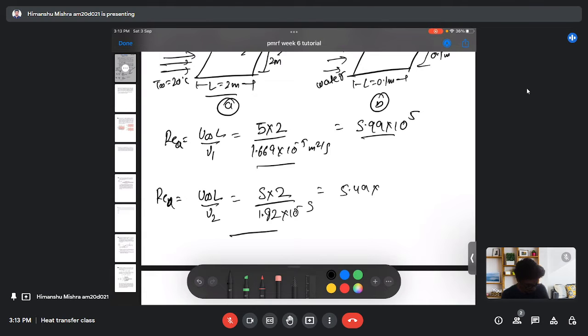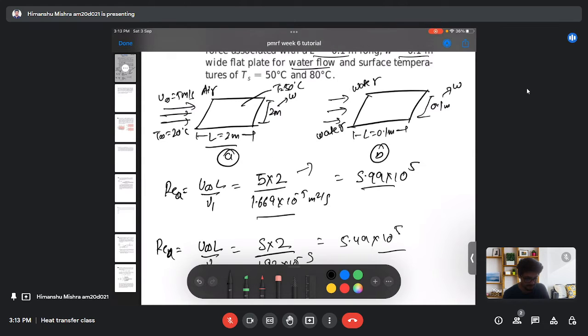So in this case, I have found the Reynolds number when the temperature is 80 degrees Celsius. In that case, the viscosity of air will change. And in the first case, the temperature is 50 degrees Celsius. So I have two different Reynolds numbers at two different surface temperatures. In the question, we are given the surface temperature 50 degrees Celsius as well as 80 degrees Celsius.